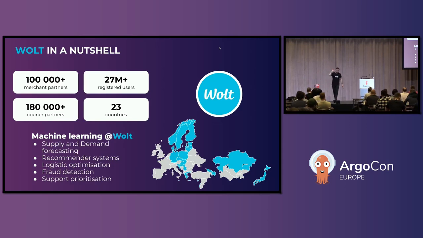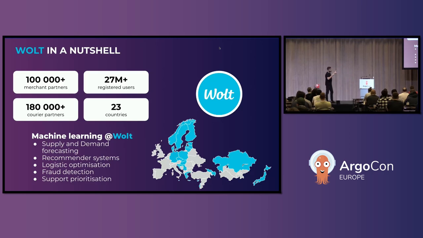So yeah, Wolt was created in Helsinki in 2016. We started as a food delivery company in Finland, and now we deliver basically everything you can think of, from food delivery to Christmas trees and everything in the middle. We are in 23 countries now, going from Norway to Japan, and a lot of countries in the middle. We have a lot of users, a lot of partners, a lot of courier partners. Those are just random stats. We don't really care about them.